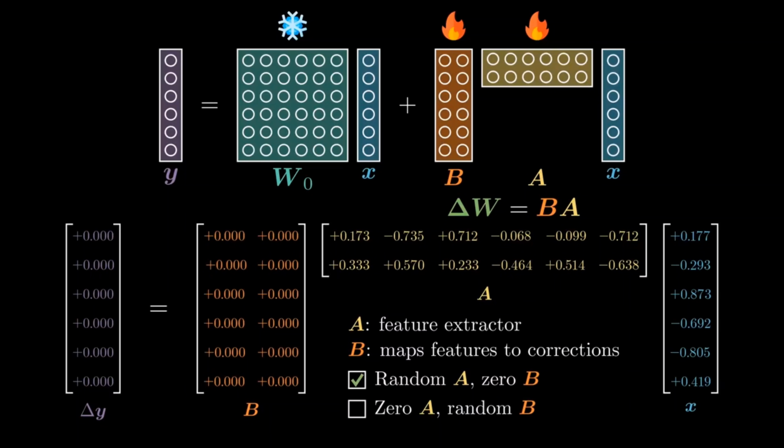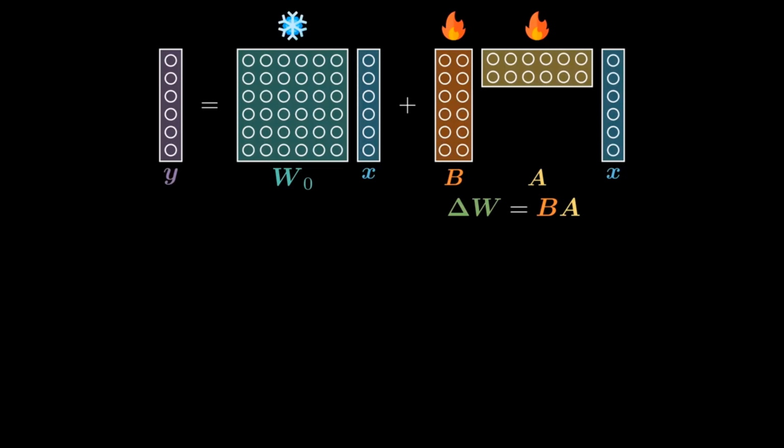Initializing A randomly and B at 0 gives the adapter diverse initial feature directions while ensuring the initial correction is 0. By contrast, if A started at 0, the low-rank features would all begin at 0 and only grow slowly, giving B a weaker, less diverse signal early on. Random matrix A provides a rich set of directions from the very first step.